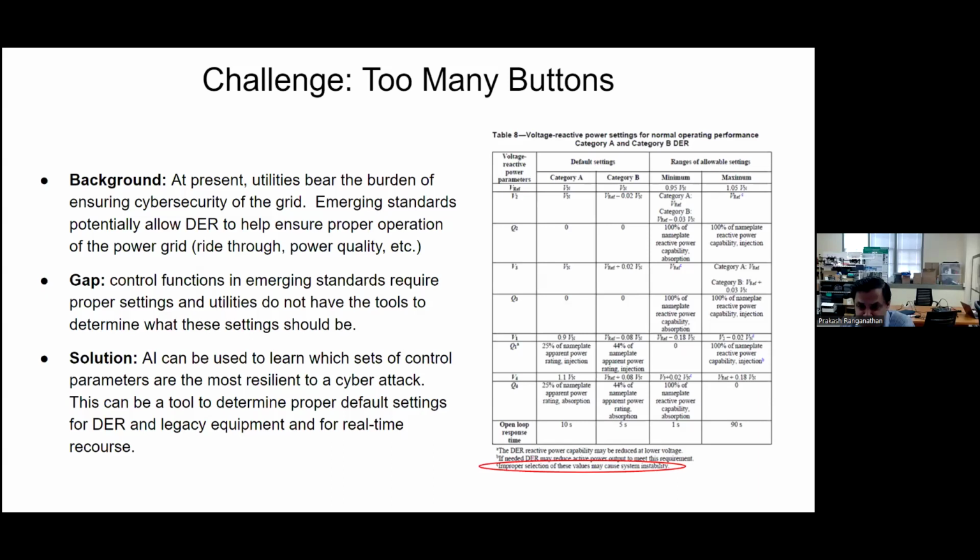Yes, it looks like there's another question. What are some of the most promising techniques you have encountered for enhancing cybersecurity for DER systems?